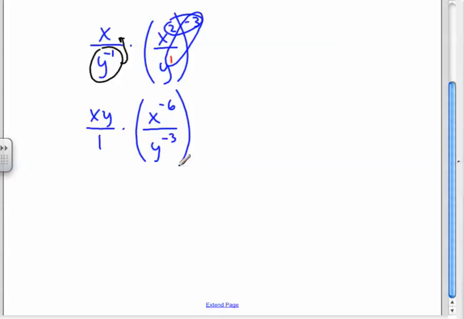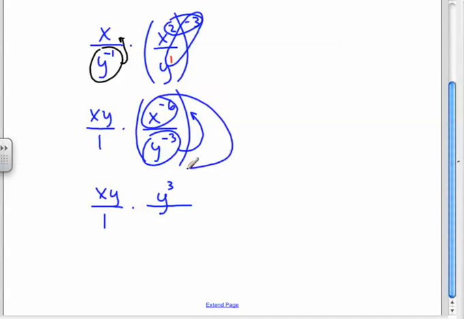Okay? Now I'm getting closer, but I need to do to this right one what I did to the left one earlier in the first step. So I'm just going to bring down the one on the left, xy over 1 times, and I need to notice, wait a minute, that's in the wrong place. It needs to go on top. That becomes y cubed. And this thing's in the wrong place. It needs to go on the bottom, x to the 6th. Okay, now I'm getting closer, right? I have no negative exponents anymore. I got rid of all that.